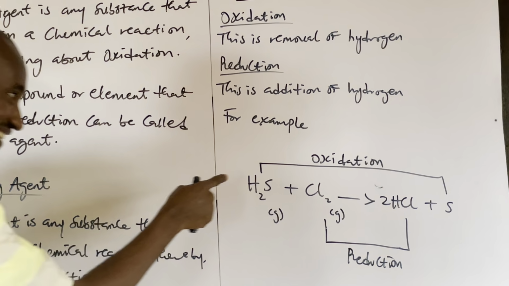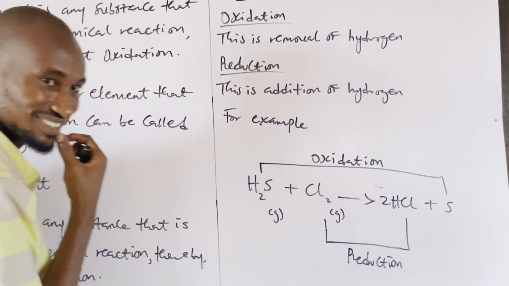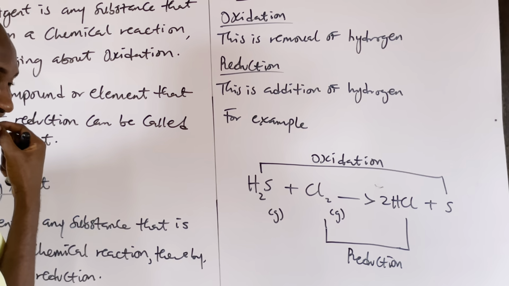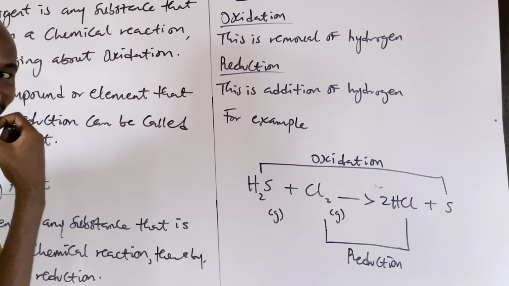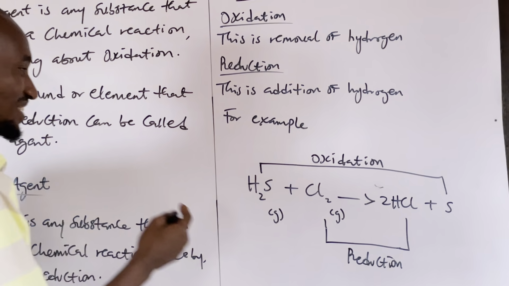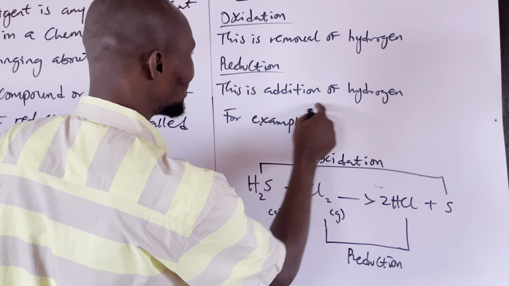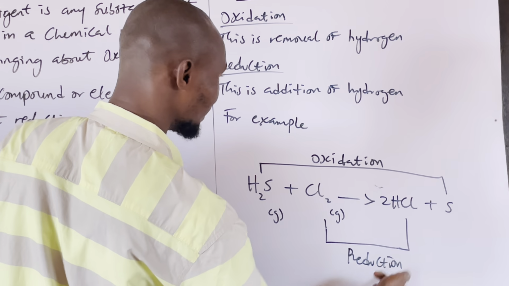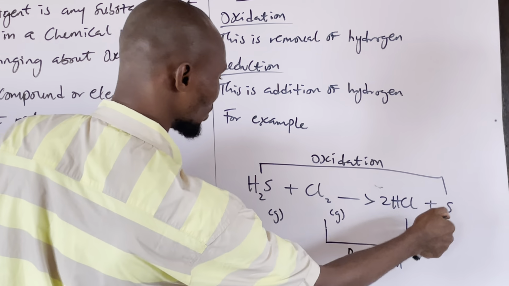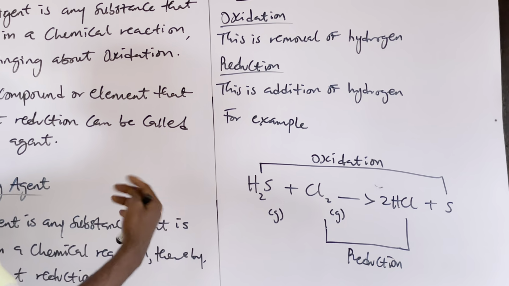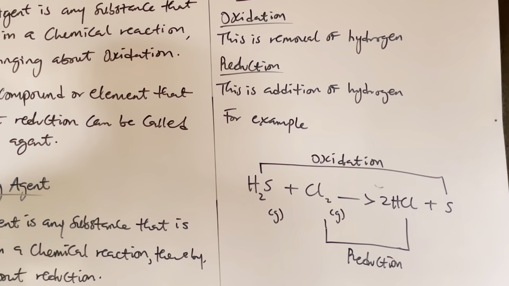So is this thing now correct? Oxidation. Look at it very well. Addition of hydrogen. So hydrogen was added here. This is reduction. Removal, this is oxidation. So which one is the oxidizing agent? Which one is? I want to confuse you now. Let me know whether you are following.